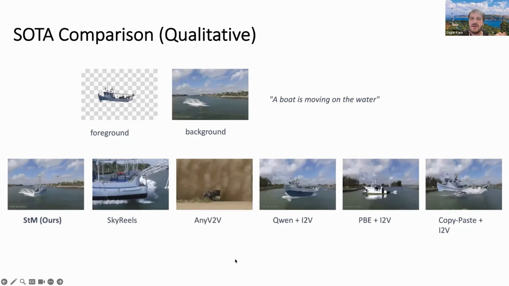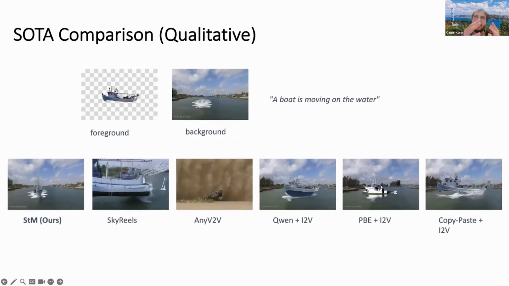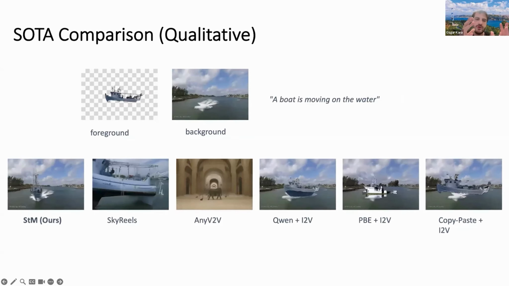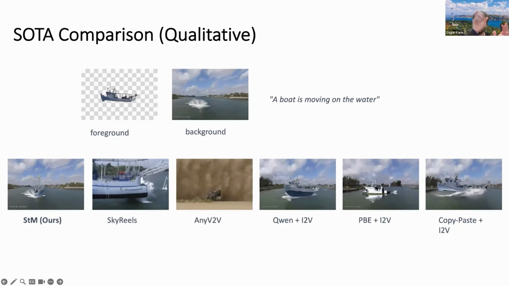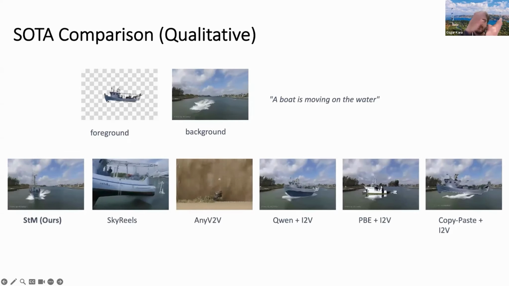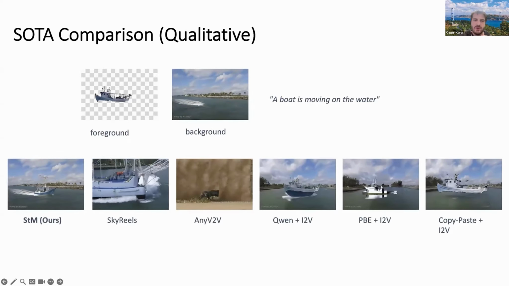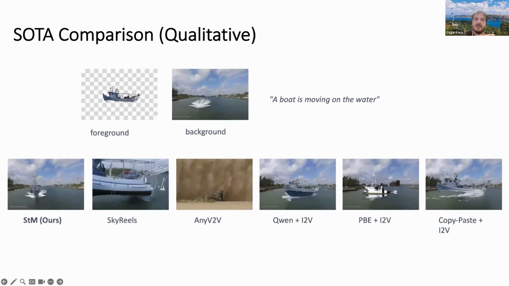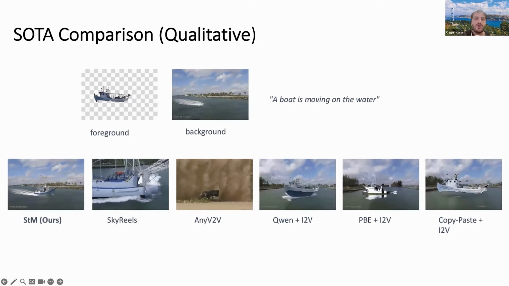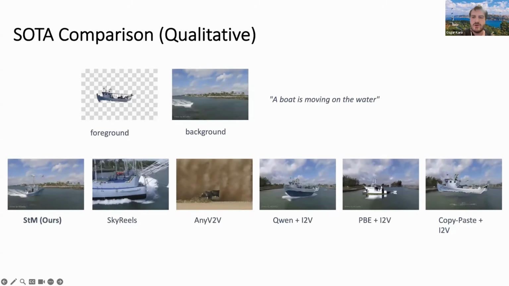So the second example is a foreground video of a boat where some of the portions are occluded or kind of distorted, so you cannot see the full bottom part of the boat. And there's a background video of water. And the prompt is: a boat is moving on water.